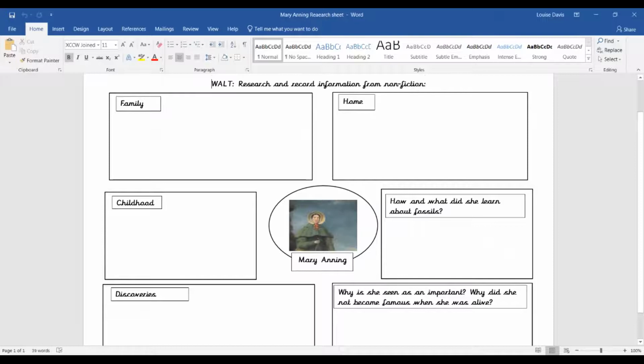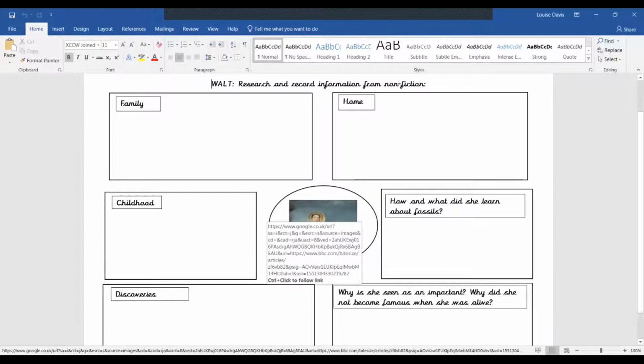There's a section here to do with the family and her home, so where she grew up. Her childhood, so what her childhood was like, what she did, and what did she learn about fossils? How did she find out about fossils, and what did she find out about them? Because if you remember, people at the time thought about them as being curiosities, but she actually understood that they weren't just curiosities, but they were able to tell us a lot about what life was like in the past. So think back to what we could find out in terms of that.